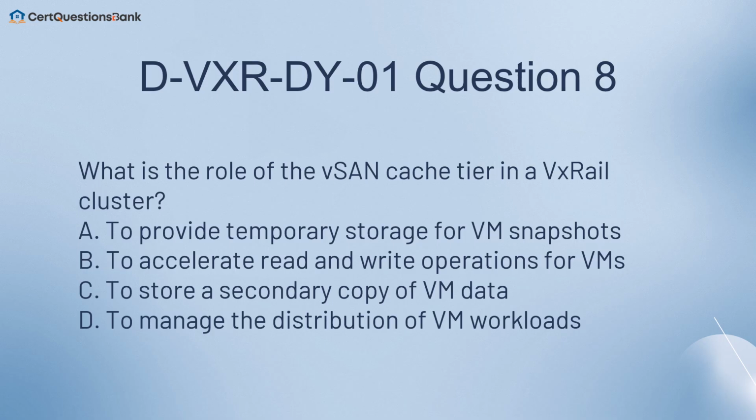What is the role of the vSAN cache tier in a VxRail cluster? A. To provide temporary storage for VM snapshots. B. To accelerate read and write operations for VMs. C. To store a secondary copy of VM data. D. To manage the distribution of VM workloads.